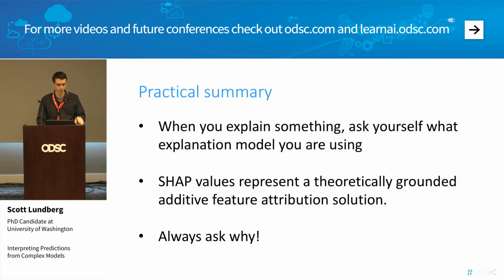So what's a practical summary here? When you explain something, I would argue you should ask what explanation model you're using. I think that's a healthy question to ask because it forces you to be concrete about what your explanation means and how you should interpret it, and maybe even more importantly, how you should not interpret it. I think it's easy to misinterpret what these things mean. SHAP values represent a theoretically grounded additive feature attribution solution. So if you're looking for explanations that follow that class, then you should consider that, or consider methods such as Lime or DeepLift that have ways to adapt them to match it. And always ask why. I think it's important to ask that in all these things.